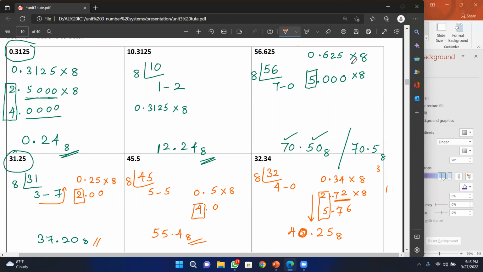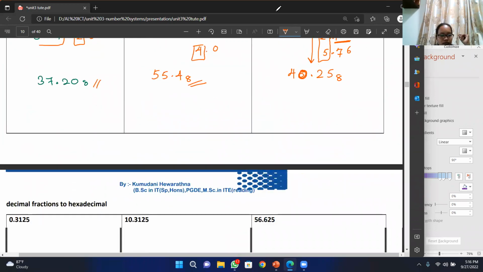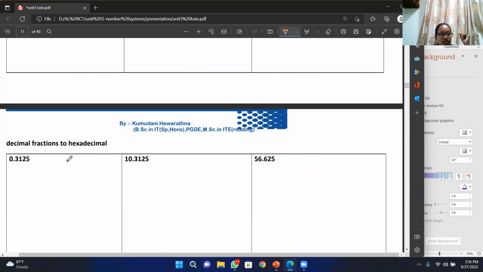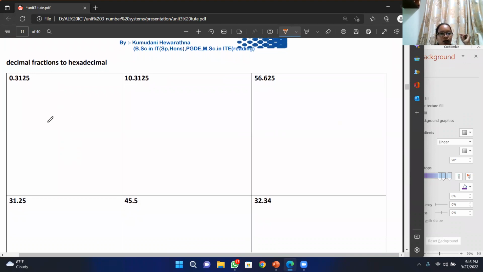Okay. Right. Shall we move on to the next part? Okay, teacher. Decimal fractions to hexadecimal. We will do it in the tutorial itself.